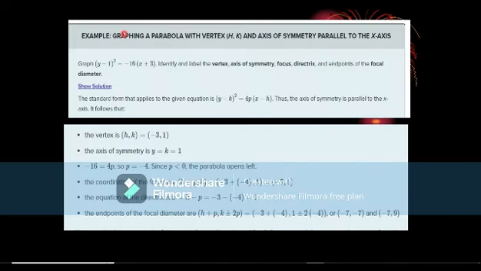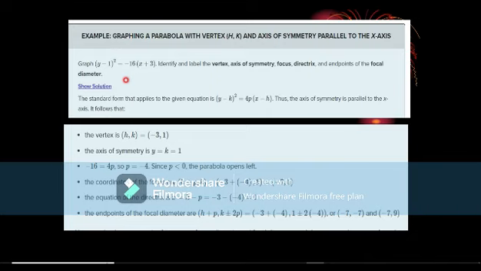Now, let's try graphing a parabola with vertex (h, k) and axis of symmetry parallel to the x-axis. Now, graph (y minus 1) squared is equal to negative 16 times (x plus 3). Identify and label the vertex, axis of symmetry, focus, directrix, and endpoints of the focal diameter. So in this problem, it is different from the previous video lesson because we didn't mention the focal diameter.